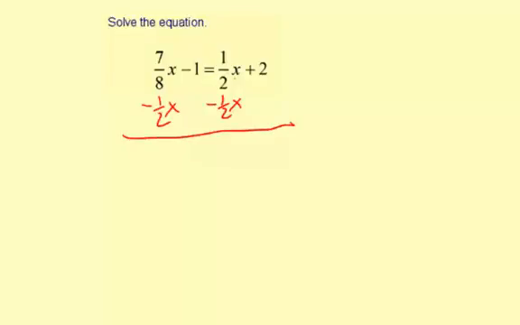Now the right side's easy. 1/2 x minus 1/2 x makes 0. So you just have 0 plus 2. And you don't need to write this 0, so really you just have 2.